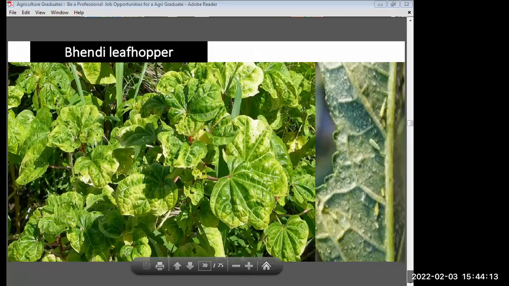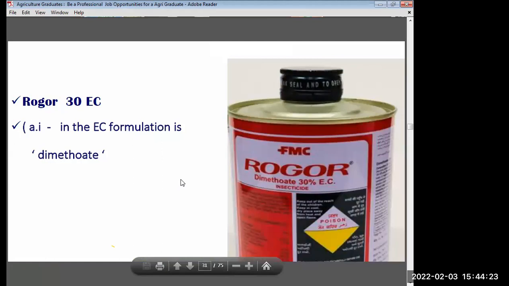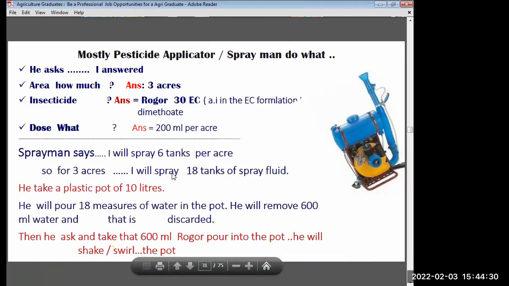I asked the sprayman to spray it. This is the Rogar 30, an EC formulation. The inner content is dimethoate. The pesticide sprayman asked me, sir, how much area? I answered 3 acres. What is the pesticide you have purchased? Rogar. Then he asked the dose. I told him 200 ml per acre. For 3 acres, we have to give 600 ml.